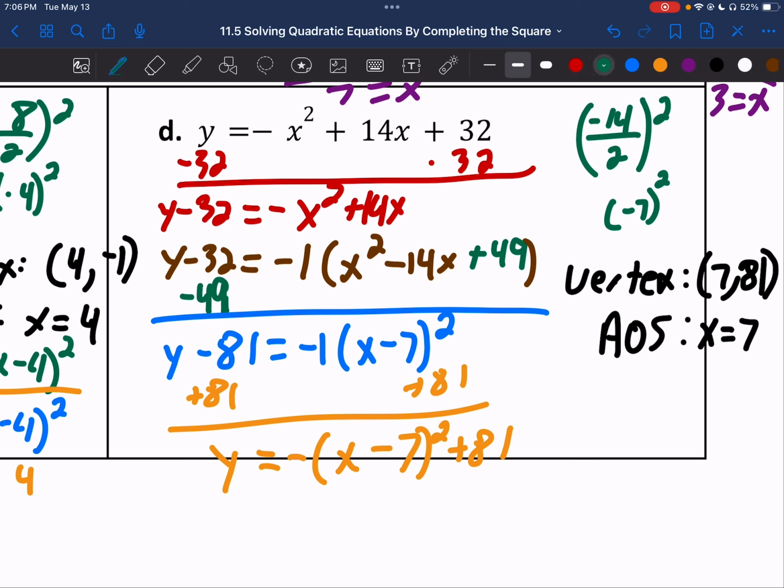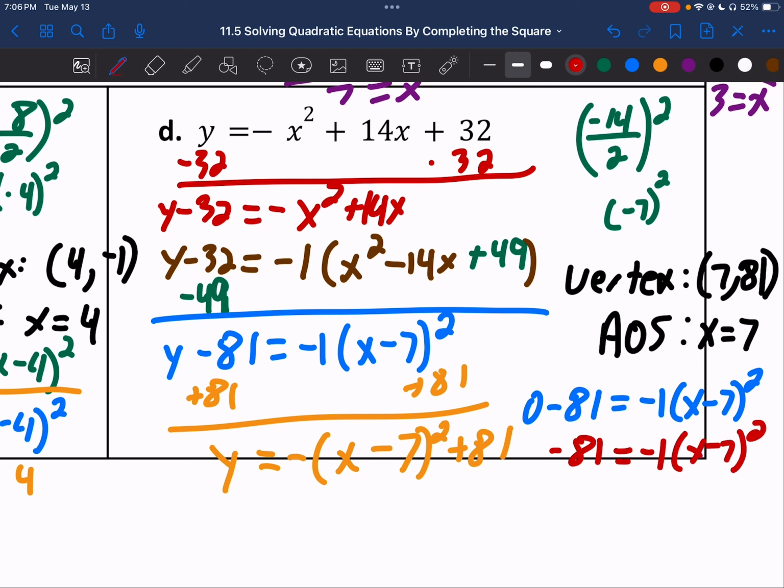And then if we were to substitute in 0 for y, we get 0 minus 81 equals negative 1 x minus 7 squared. And when we work that, we have negative 81 equals negative 1 x minus 7 squared. Divide both sides by negative 1, we get 81 equals x minus 7 squared. We take the square root of both sides. Plus or minus 9 equals x minus 7.